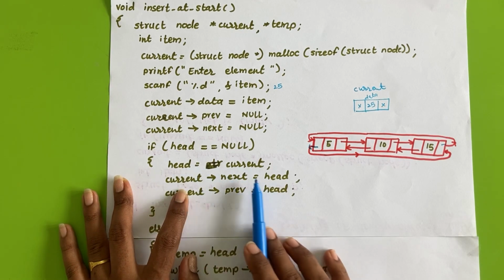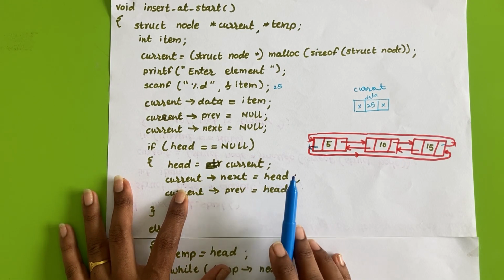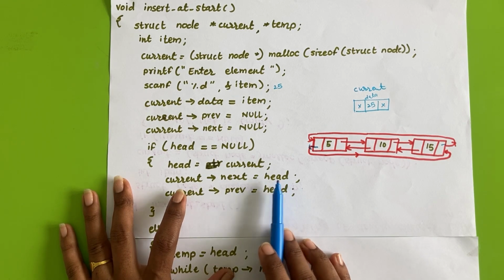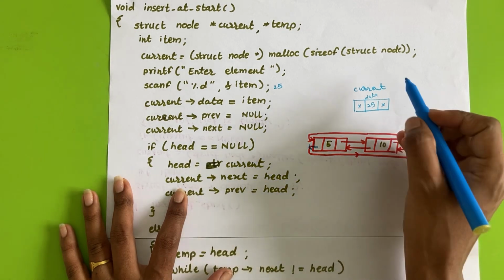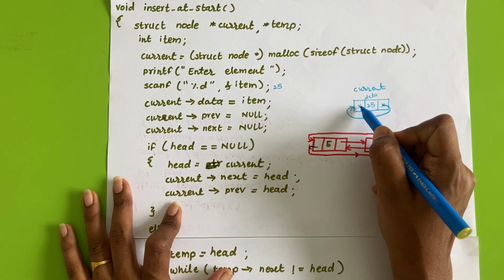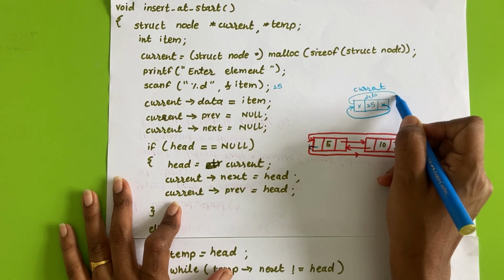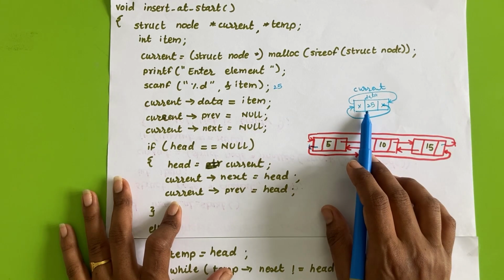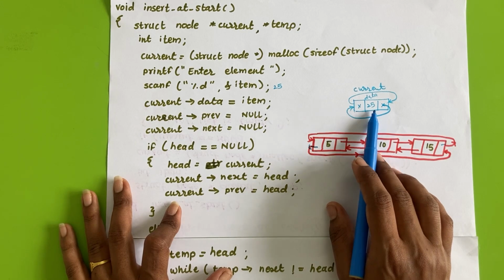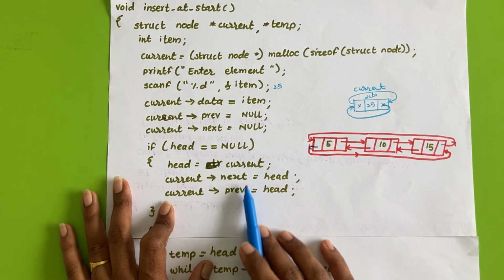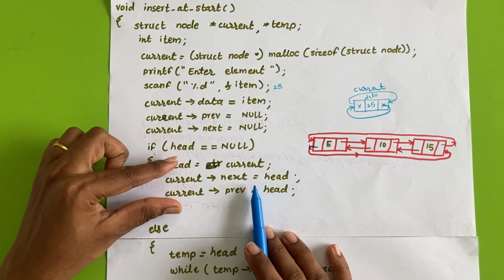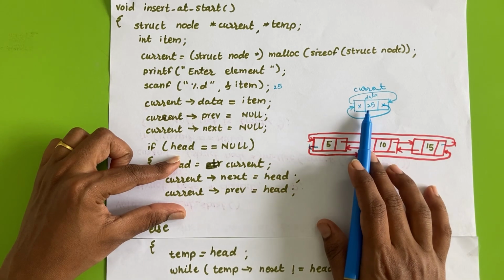Okay, now next we have to make changes in the node's pointer fields. Okay, so current->next will point to head, so this will also point to head, and the previous will also point to the head. Okay, these both will point to the same node because we have a single node in the linked list. Okay, so this will be the change needed if we have to add the current node as the head node.